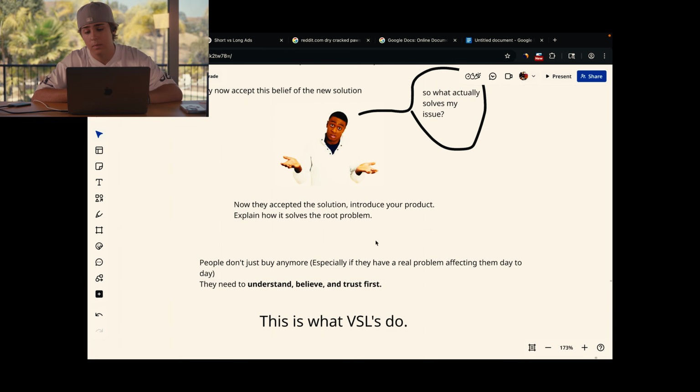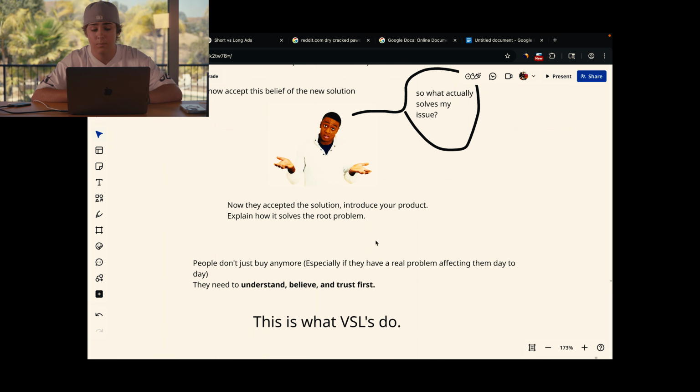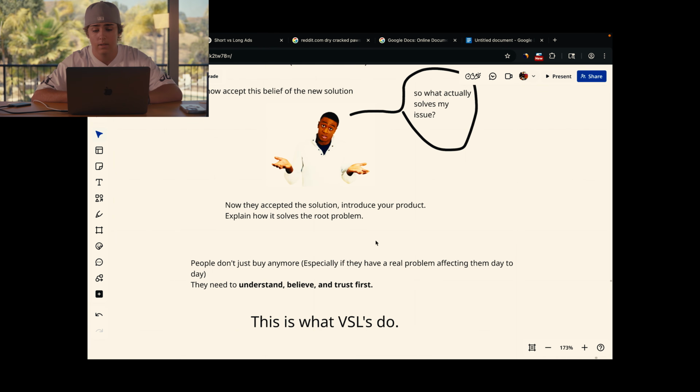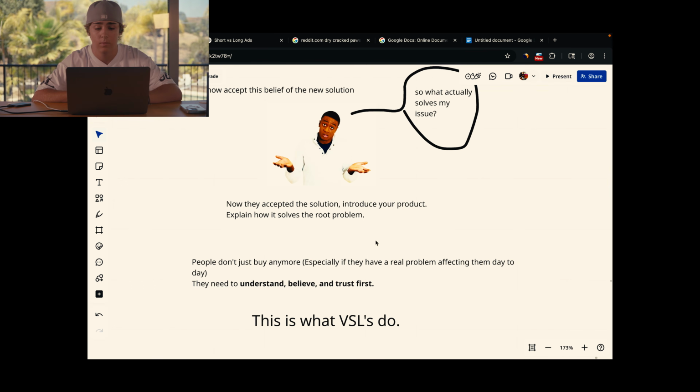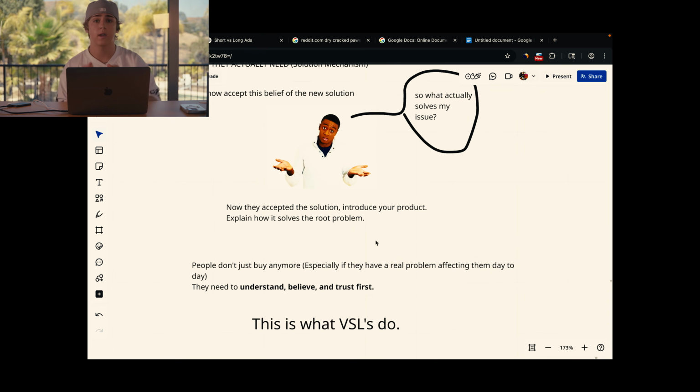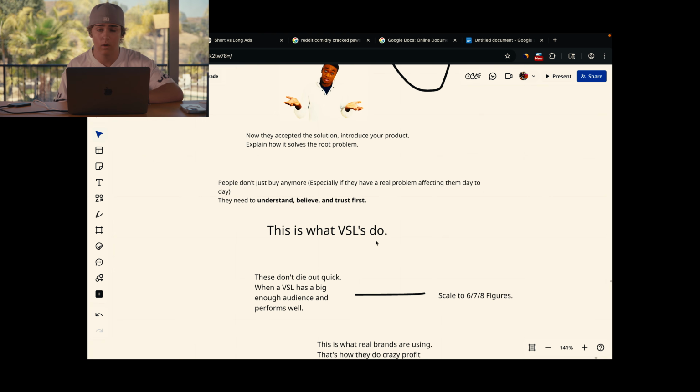And these work because people don't just want to buy anymore, especially if there's a real problem affecting them day to day. They need to understand, believe, and trust first. And your entire mini funnel, this doesn't need to be a 20, 30-minute long ad. Obviously, I'm not expecting you guys to do this. This can be done in 2 to 3 minutes, and a short ad is going to perform 10 times better than your short ads that you're just trying to throw at Meta and hoping that they scale. And this is exactly what VSLs do.